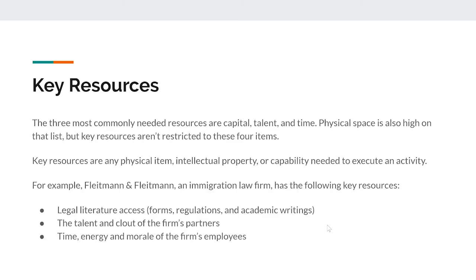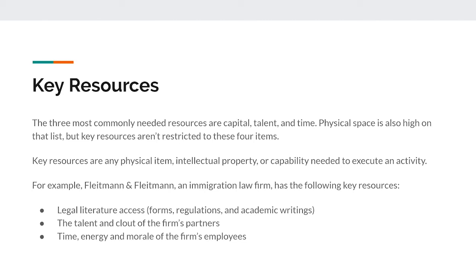Key resources. So the three most commonly needed resources are capital, talent, and time. You're going to need all of these regardless of what your business is. Physical space is also pretty common. And of course, key resources aren't limited to those four items. So we can define key resources as any physical item, intellectual property, or even capability needed to execute an activity. When you're talking about capabilities, you're also kind of talking about core competencies, but we'll just include that in key resources for now.